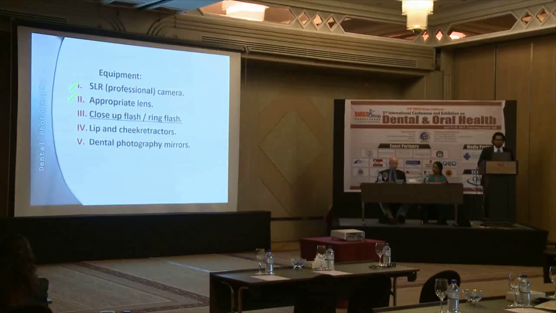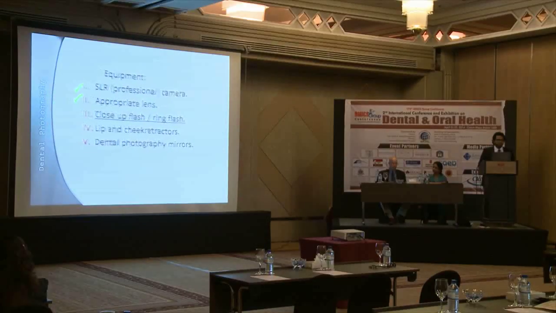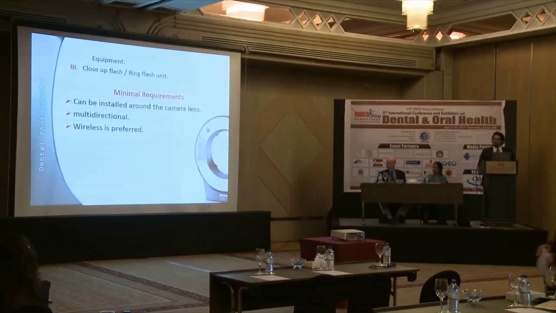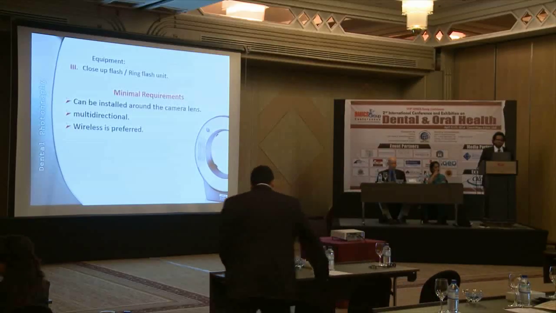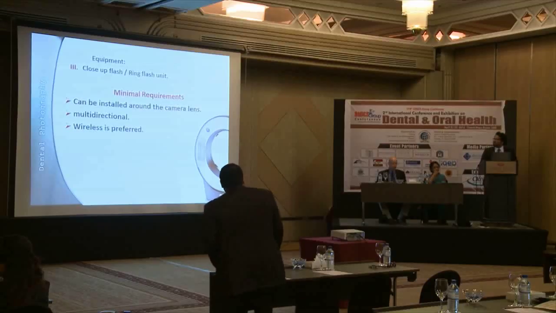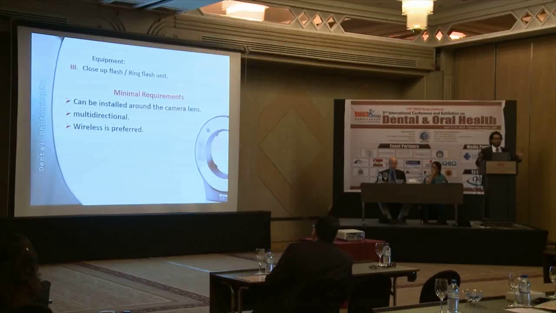Okay, moving to the flashes that we would use. The flash should be capable of being installed on the lens of the camera, and it should be multi-directional, so I can have the flash from the right and the left. It should diminish the shadows that appear in the picture.